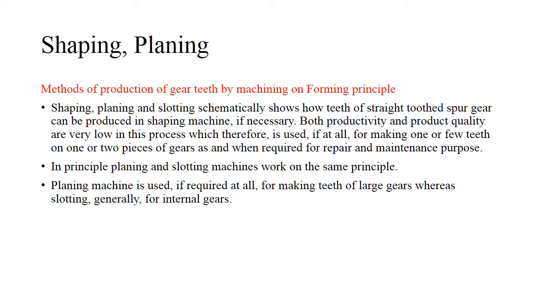First, talking about the forming principle, we have two different things here, which are gear shaping and gear planing. Shaping and planing are the two machining processes through which the teeth of a straight-toothed spur gear can be produced. In terms of productivity and quality, it is low compared to the others, and it is basically used where only a few pieces of gears need to be made.